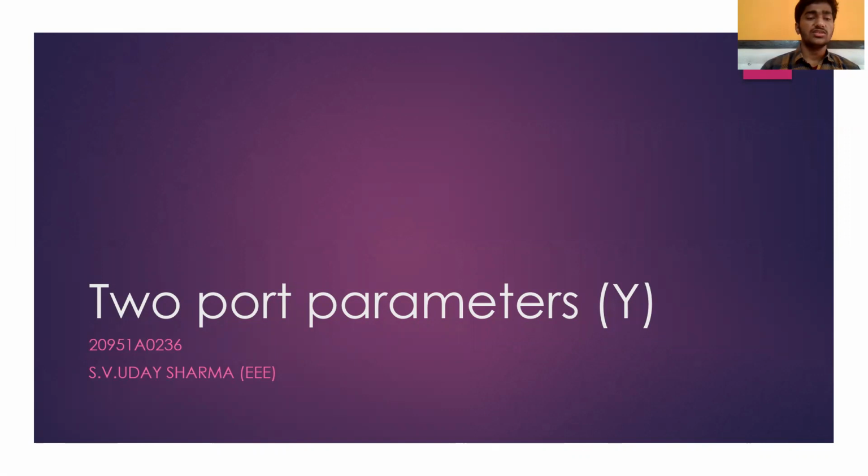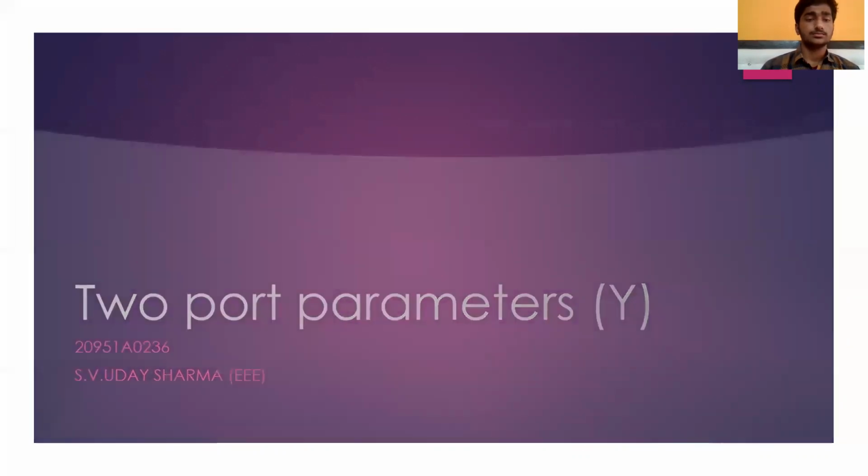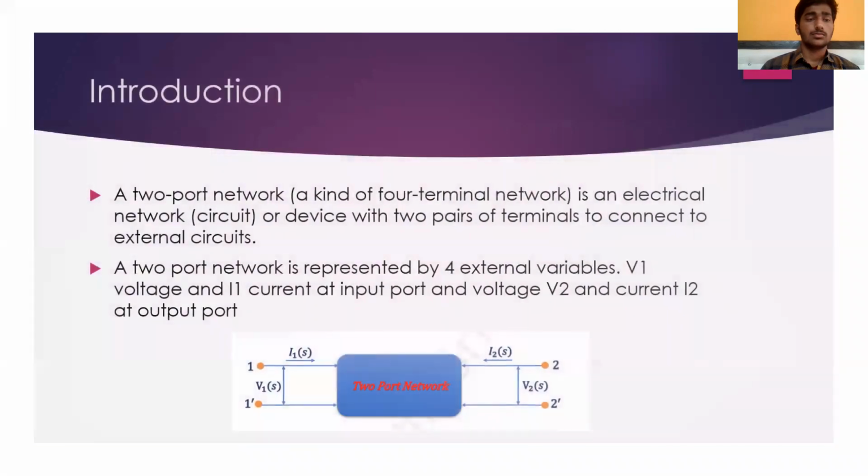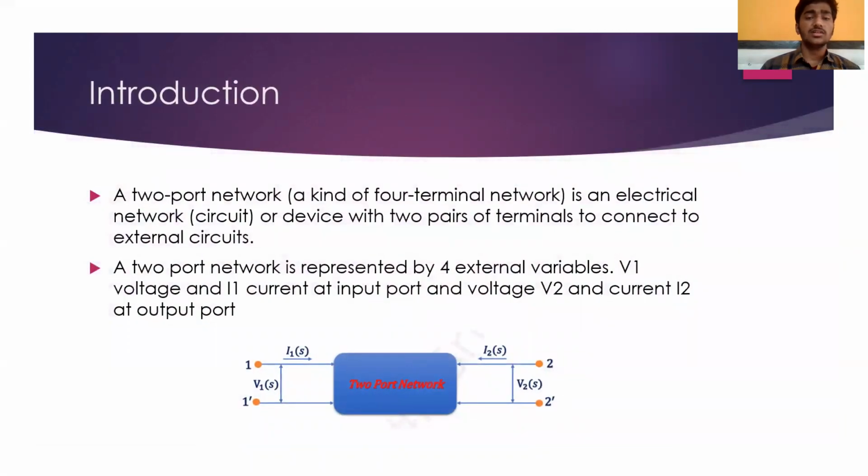Today I am going to discuss the topic two-port parameters. A two-port network is an electrical network or device which contains two pairs of terminals connected to external circuits. A two-port network is represented by four external variables: V1 voltage and I1 current at the input port, and V2 voltage and I2 current at the output port.